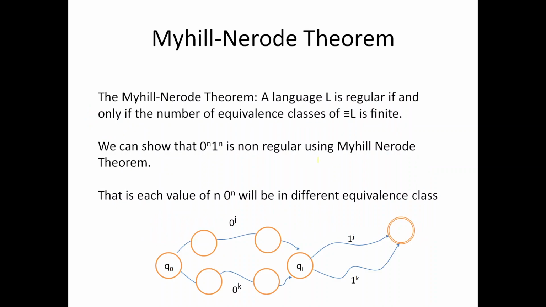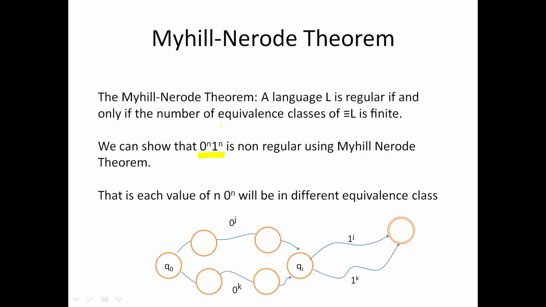Now, the Myhill Nerode theorem states that a language is regular if and only if the number of equivalence classes corresponding to that language L is finite. So we can use this Myhill Nerode theorem to show that certain languages are not regular. Let us take an example: 0 raised to n, 1 raised to n. According to the Myhill Nerode theorem, if it is regular, then the number of equivalence classes has to be finite.